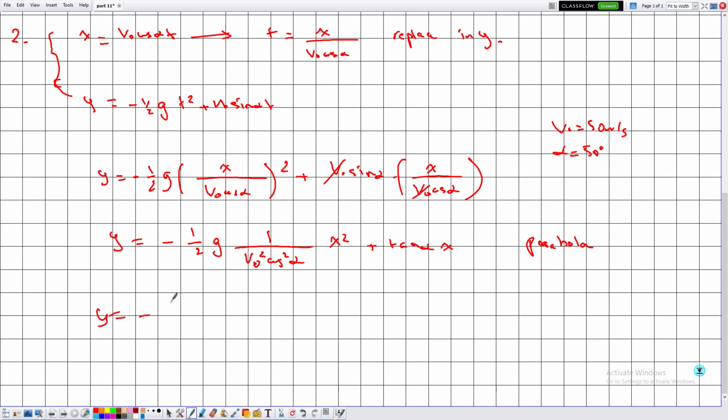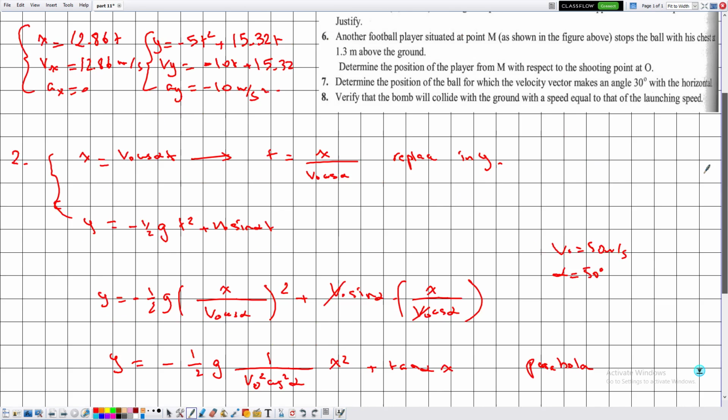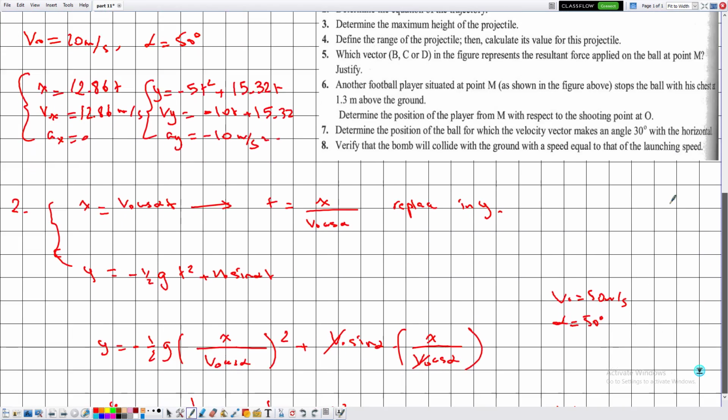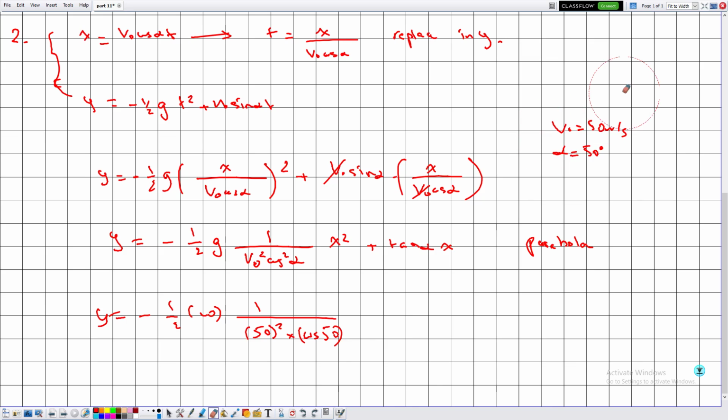Okay, now we can replace some values. So y is equal to minus half multiplied by 10 divided by v0 square, which is 20 square, times cosine 50 to the power 2, multiplied by x square, plus tangent 50 multiplied by x.